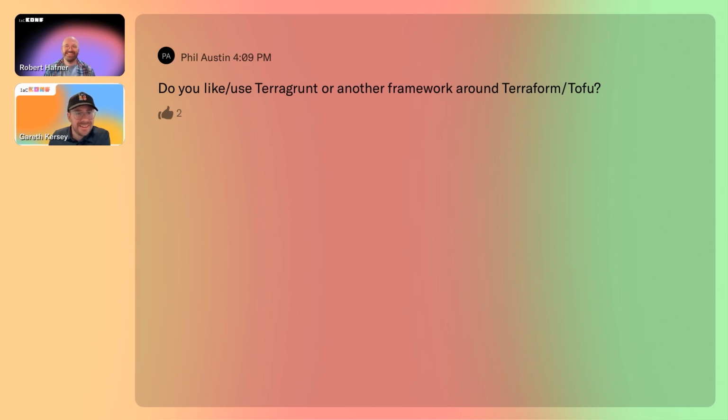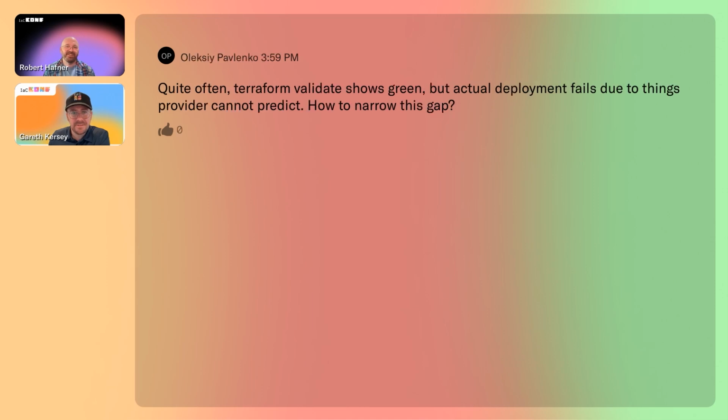All right, let's go to this one, getting back down into some of the things you were talking about early on. Quite often Terraform validate shows green, but actual deployment fails due to things the provider cannot predict. How would you narrow this gap? So, validate is really just asking whether your code is syntactically correct.